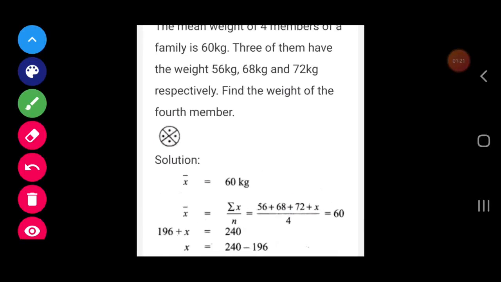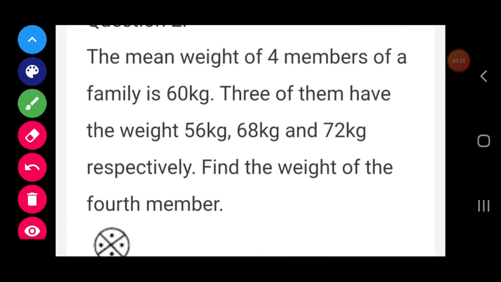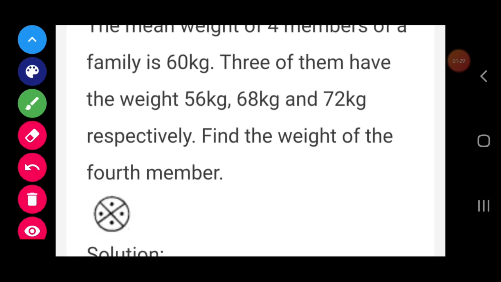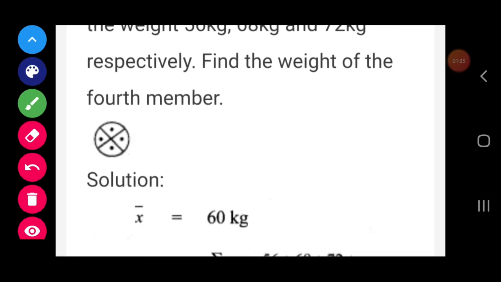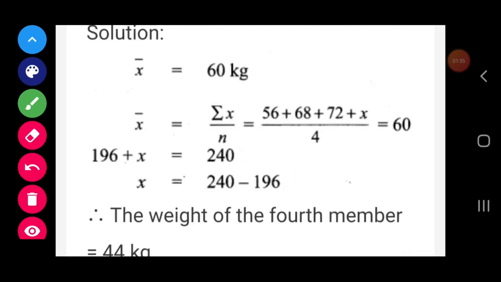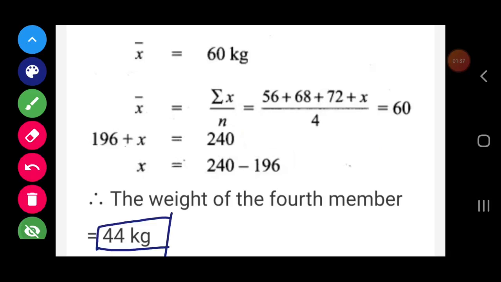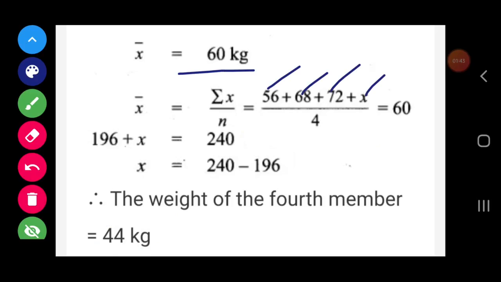Next, question number 2. The mean weight of 4 members of a family is 60 kg. 3 of them have the weights 56 kg, 68 kg and 72 kg respectively. Find the weight of the 4th member. Here the x bar value, that is the mean value, is 60 kg. We know 3 values, but the 4th value we don't know, so we take the unknown value as x. So 56 plus 68 plus 72 plus x divided by 4 will be 60.